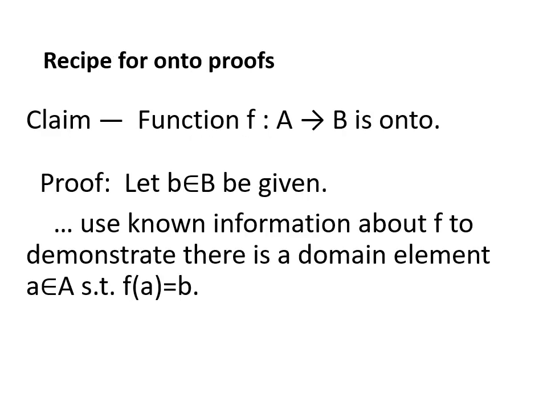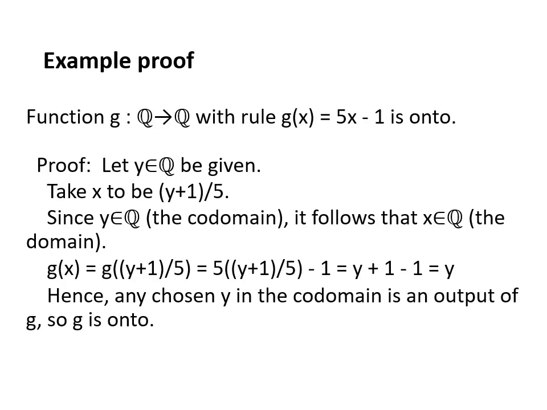Okay, so now let's look into how we do onto and one-to-one proofs. If we have a claim or a proposition that function f is onto, how do we prove it? So here is the sketch. We start with assuming that some b, element of B, is given to us. And then we have to use known information about f to demonstrate there is a domain element a, element of A, such that f of a is equal to b. So that's the structure of the proof that you always follow to show that the function is onto.